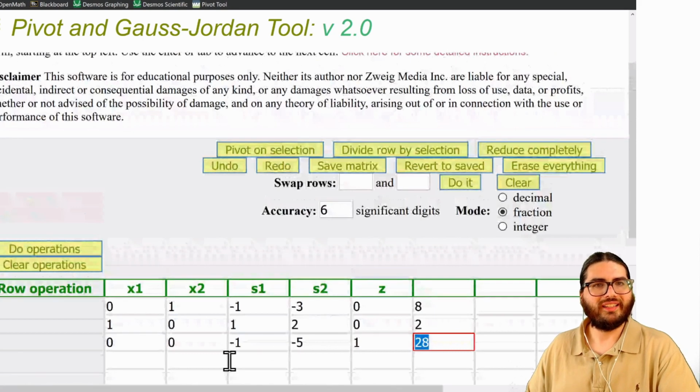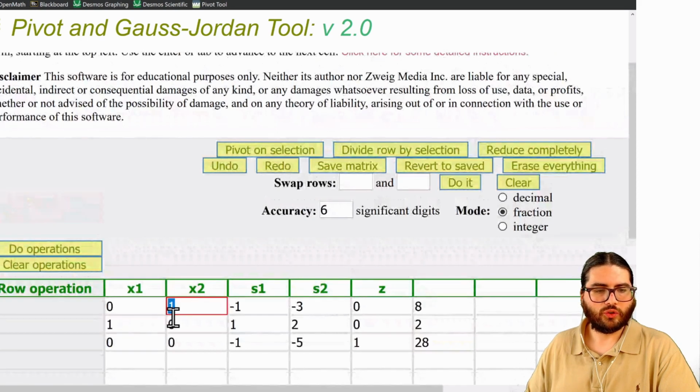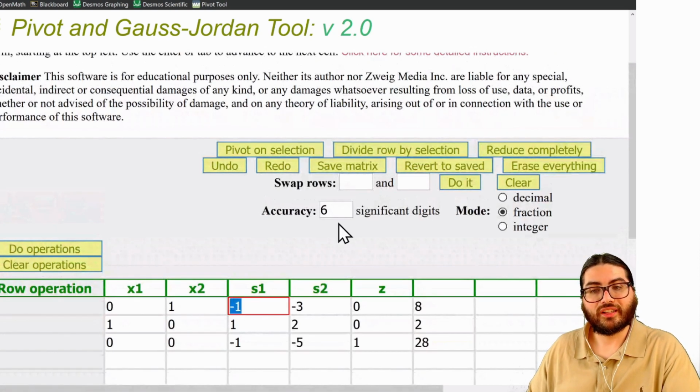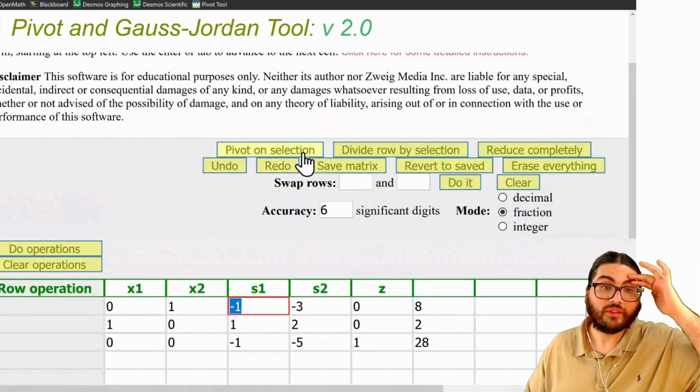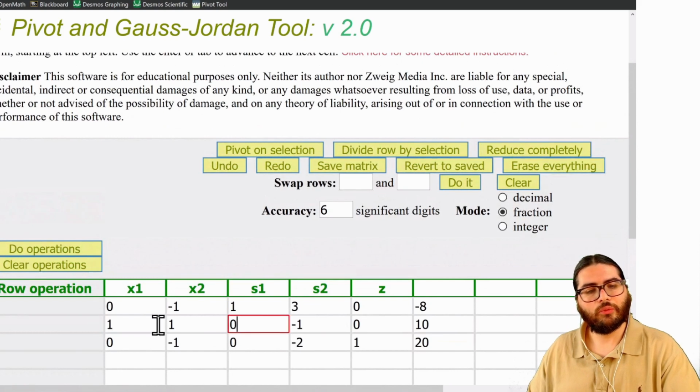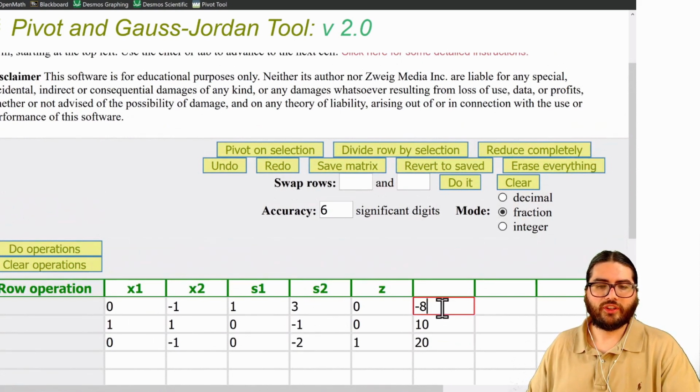So here's what I did. Right now the 2 basics are here, so all I'm going to do is swap them out. Let me take the one in the top row and move it here. Rather than show you all the arithmetic that goes into that, I'm just going to click the pivot on selection button. And you see how now my 2 basic variables are here, x1 and s1? Well, this solution is not feasible. We saw that one as part of the process.